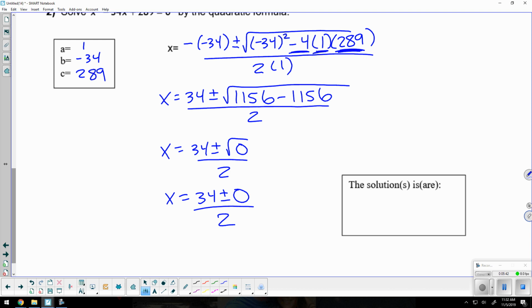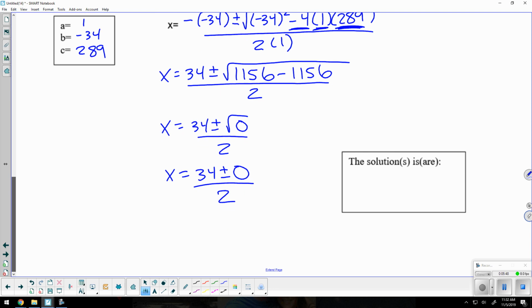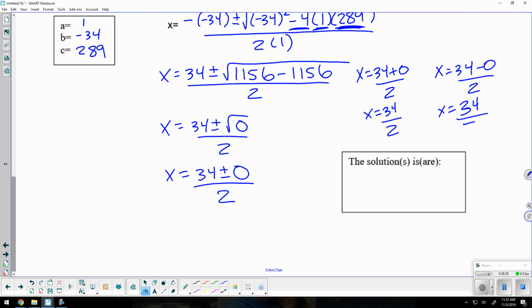So realistically, you're only going to get one answer in the end. Okay, so there's only going to be one solution to this problem. Again, if you want to split it up, you can. If you want to say, 34 plus 0 divided by 2, that's just going to be 34 divided by 2. Or if you were to say 34 minus 0 divided by 2, that's still going to be 34 divided by 2. So no matter which way you look at it, you're just taking 34, dividing it by 2, and your one and only solution would be 17 in this case.